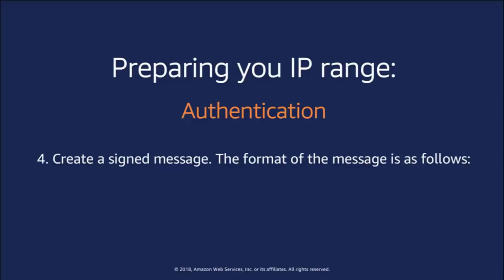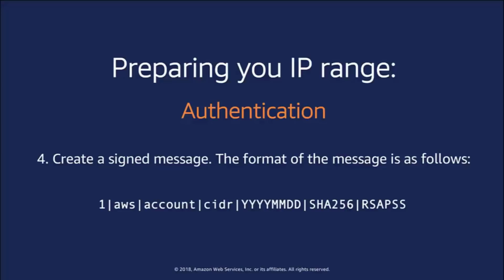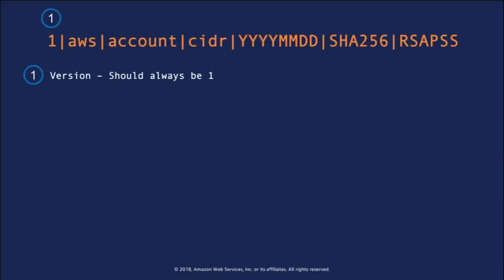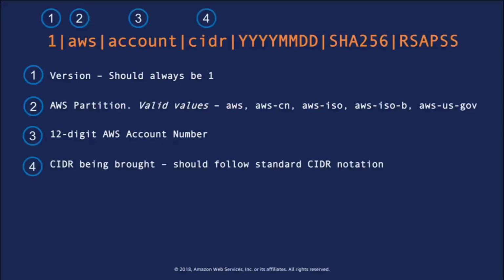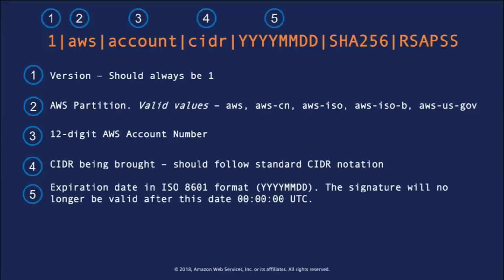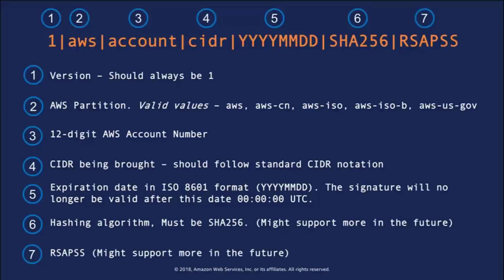The following step is to create a signed message. The format of the message is as follows. The first part of the message is the version. It should always be 1. The second is the AWS partition. Third is your 12-digit account number, which only you know. The fourth is the CIDR, or the IP prefix, you're bringing to AWS. Then its expiration date. The signature will not be valid after this date. Then the hashing algorithm and RSA PSS.